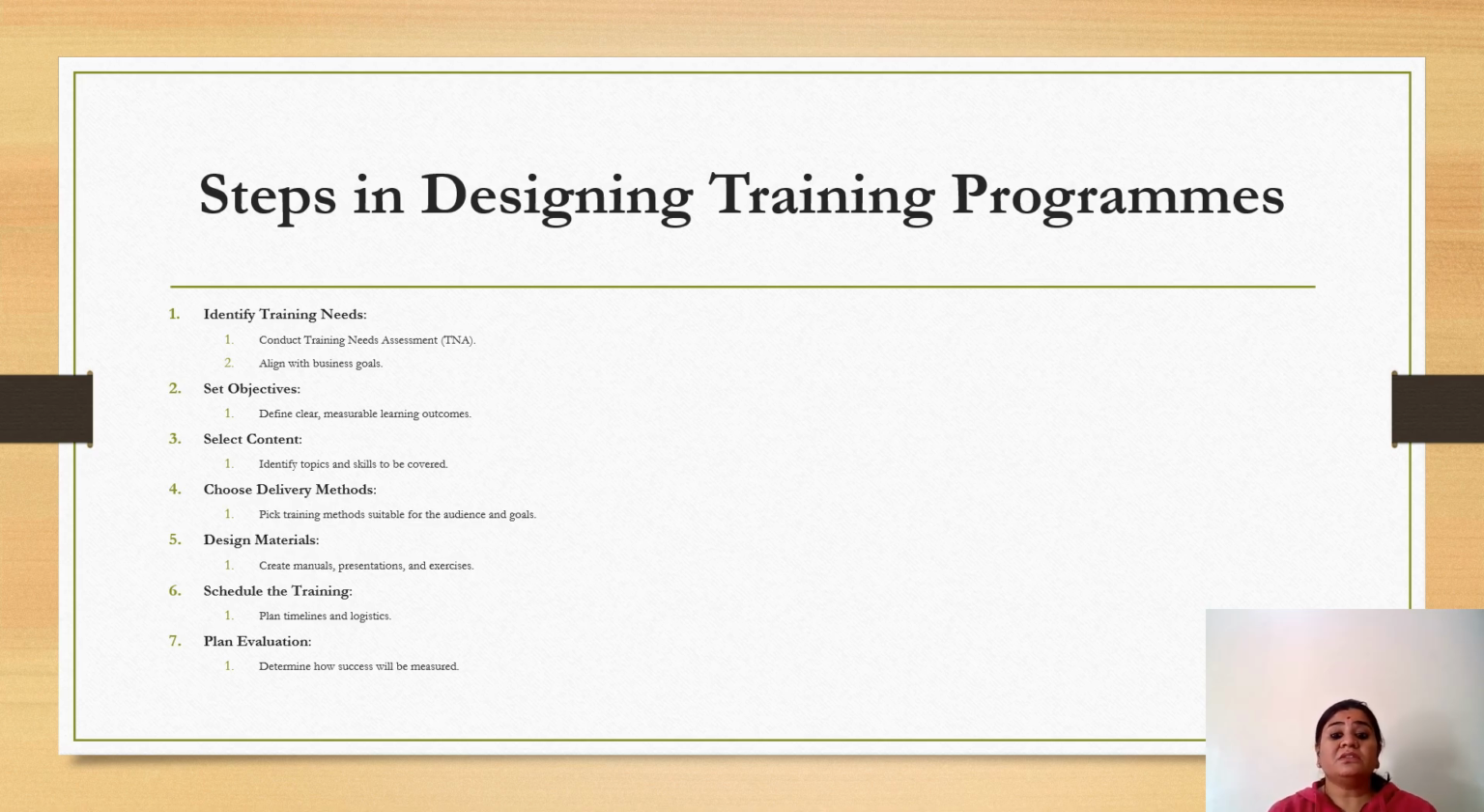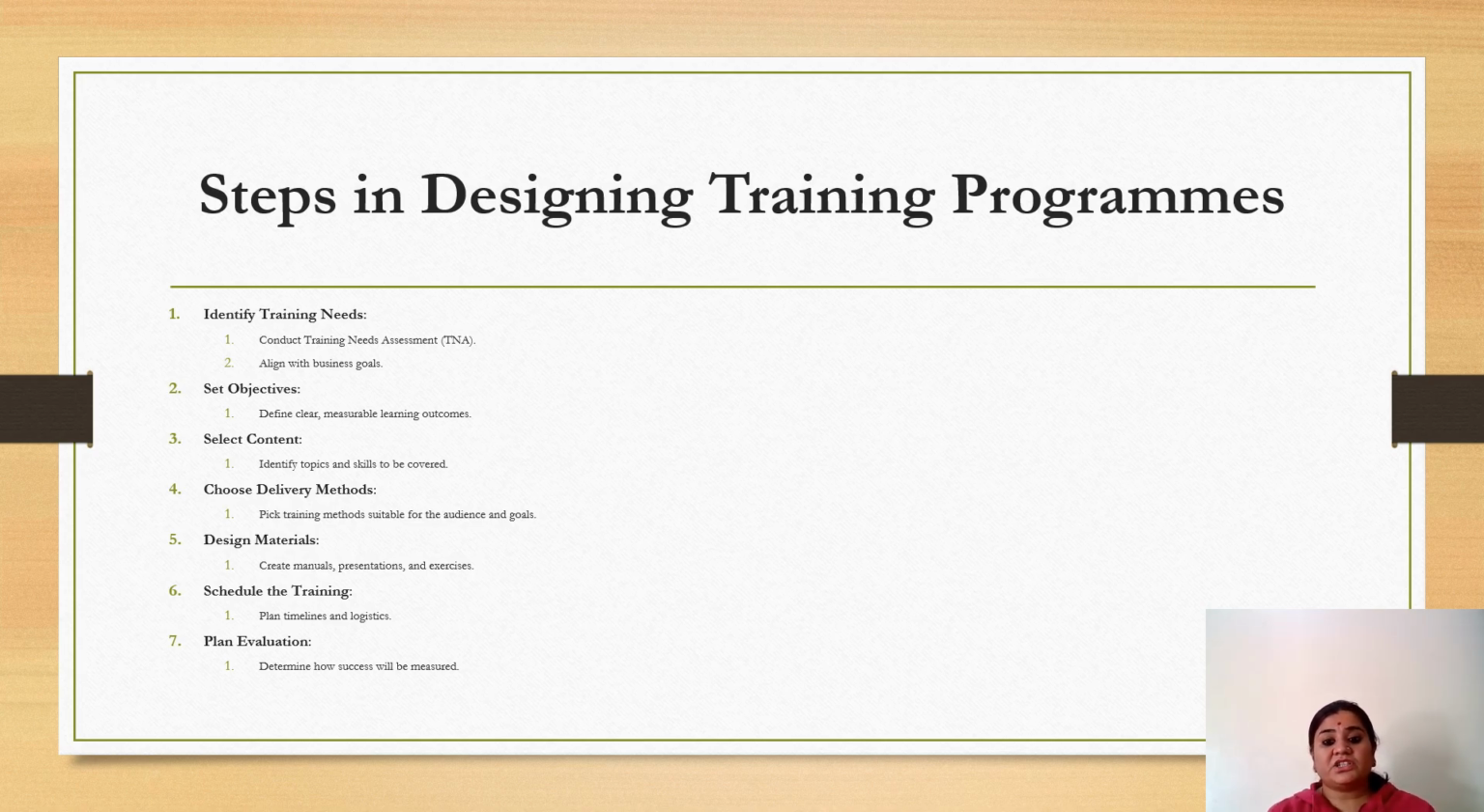Then we can choose the delivery method because picking training method that suits the audience, the type of learning and training objective. Then we have this design material. This is also a very important step in designing training program because in this we develop manuals, presentation, even exercise to aid in learning. Well designed training material are very essential for effective delivery.